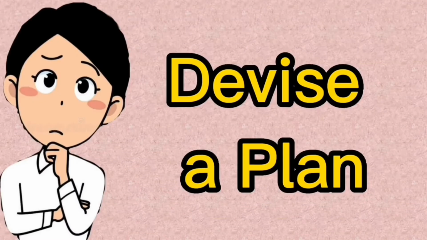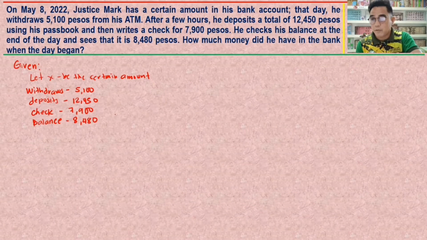Devise a plan. After examining and evaluating the problem, we're able to come up with a best strategy to be used in this problem, and that is the usage of an equation and the working backward method.